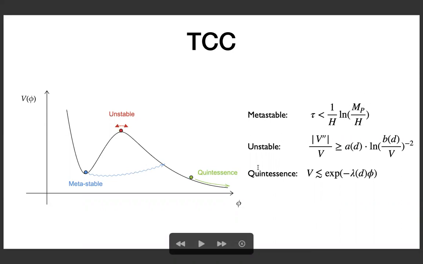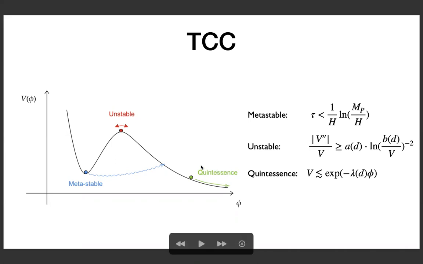Now, as for an unstable potential, as for this local maximum of the potential, you can guess that probably the kind of constraint TCC gives you is that the second derivative should be large enough so that the potential will be steep around that local maximum, so that the field will roll down. You can find the derivation in the original paper. Here, A and B are some constants that depend on dimension.